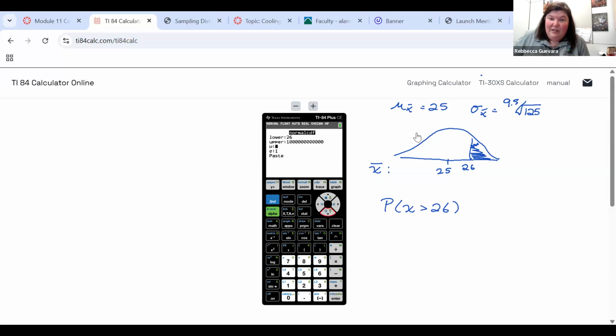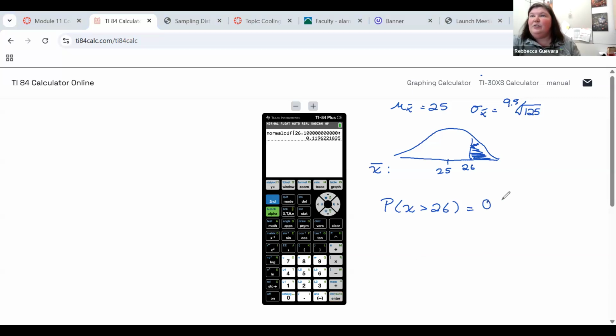So remember that the mean of my population is 25, and the standard deviation is 9.5, and I can put it right in here, divided by second x2 to get square root of 125. So I don't necessarily have to go back and figure out that it's approximately 0.85. I could just type this in here and get very exact answers, which is very close to what we had on the other slide.